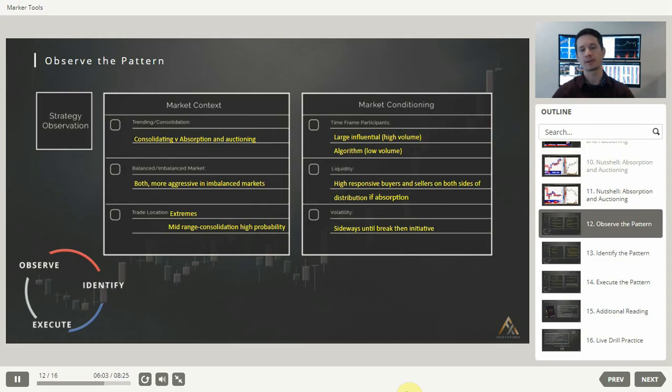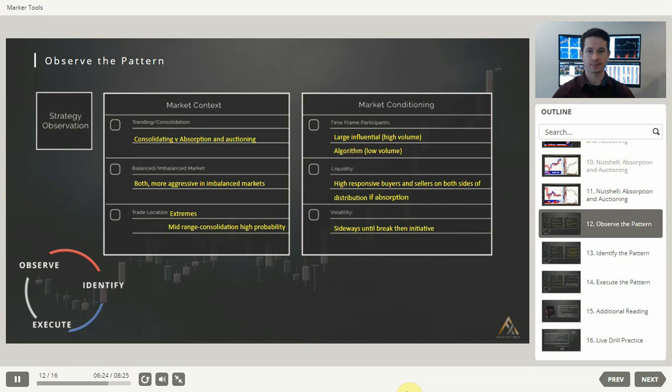Now, all right, then in terms of market conditioning, obviously we've got our various time frame participants. This is where you'll refer to which time frame participants were in the market. Note we've summarized it in three time frame participants: large influential time frame participants, as well as algorithmic and speculative in nature.